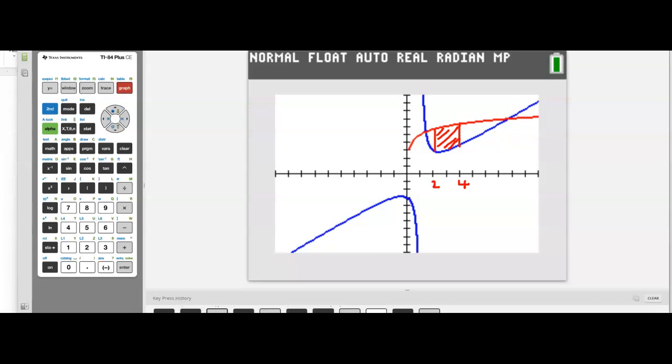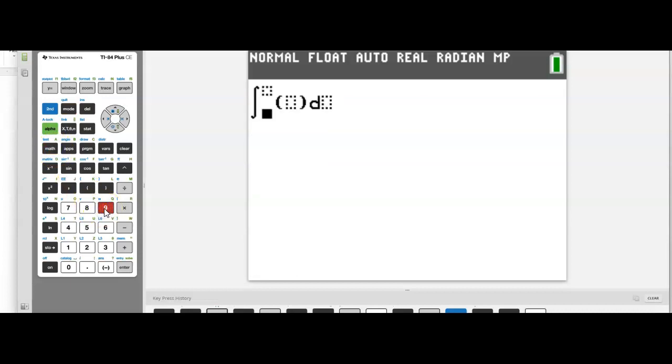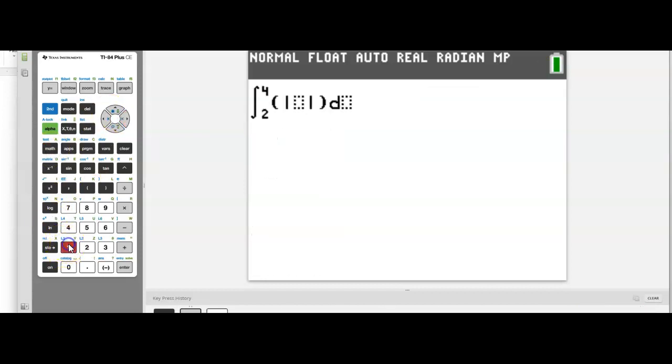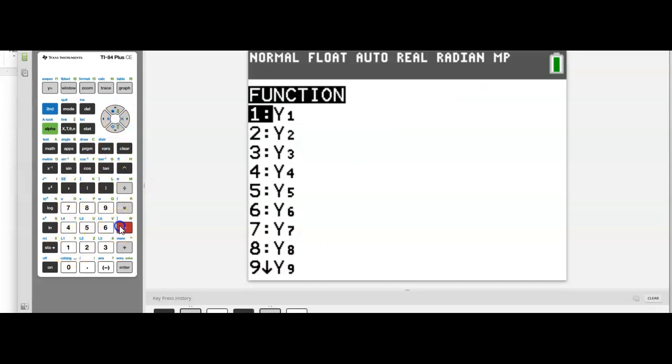So let's go ahead and go back to our home screen here and actually find the integral. So just to help you with the keys, we push math, 9, and that brings up our integral. And we're going from 2 to 4. And then our functions, I'm going to put them in absolute value because I forgot to look at which one was on top. So I'm just going to go ahead and push math. I'm going to scroll over to num. I'm going to click 1 for absolute value. And that way it doesn't really matter which one I put in first.